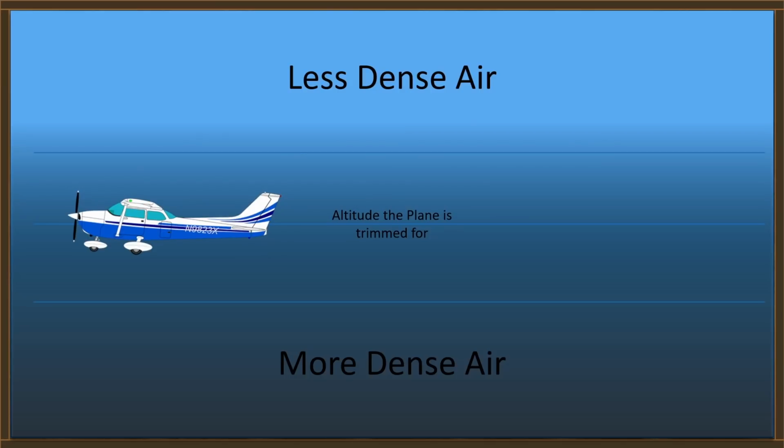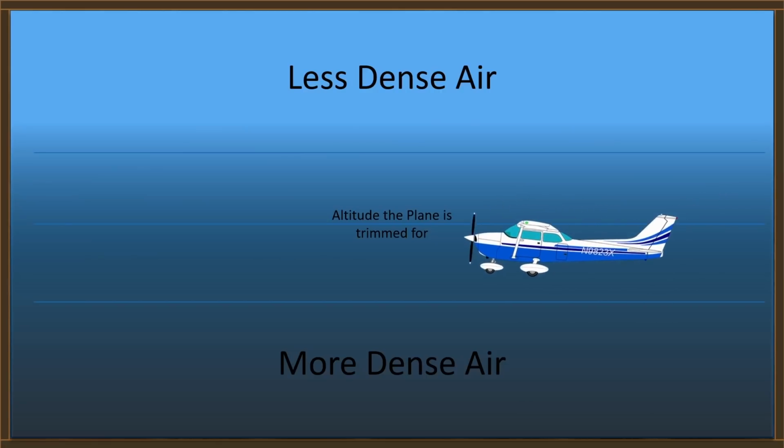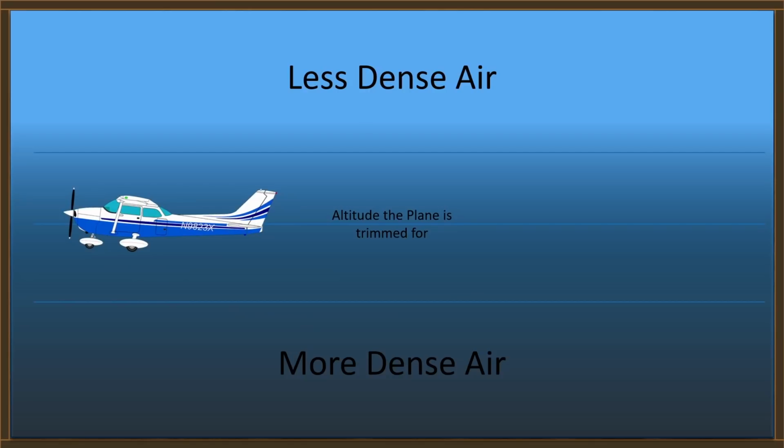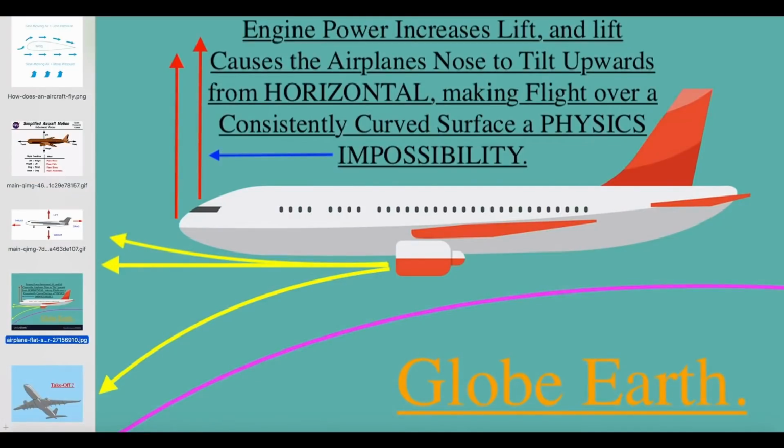On the other hand, if the plane tries to descend, the opposite happens. It descends into an area of more dense air. That means the wing will produce more lift, and now lift exceeds the weight of the plane. The plane will try to climb, and it will return to the altitude it was trimmed for. It's just this simple. So just going to go back down now.